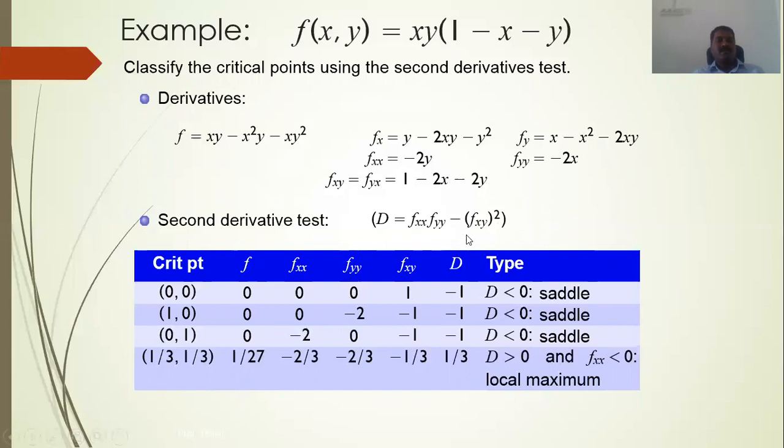Fxx fyy minus fxy whole square is equal to minus 1. So we see that D is less than 0, so (0, 0) is a saddle point. Now take another critical point here, (1, 0).